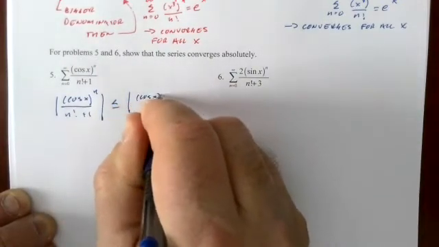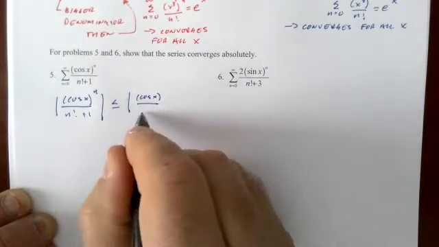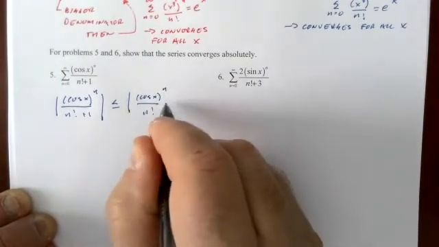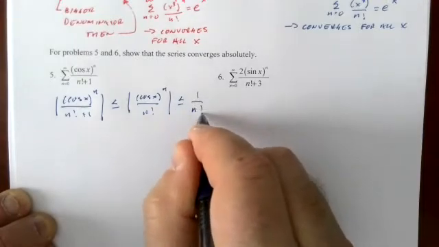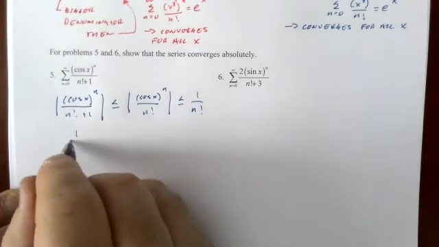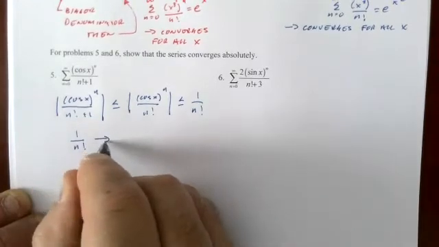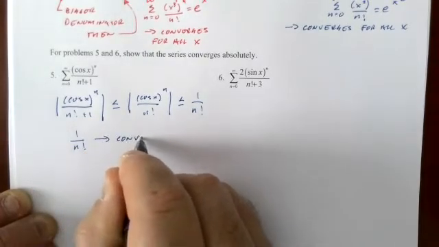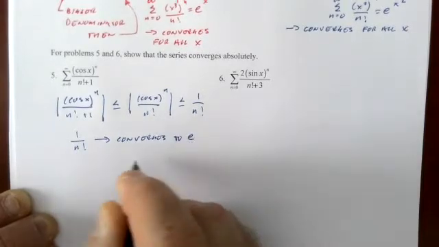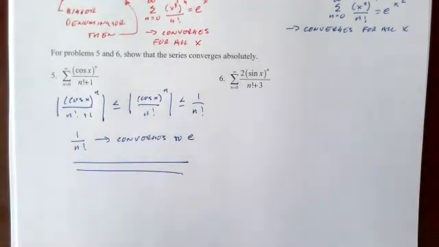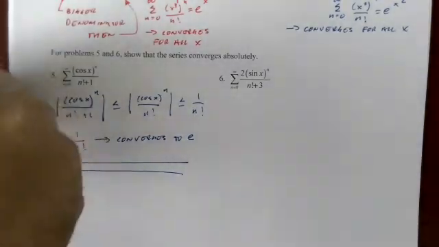Cosine of x to the n over n factorial, which is less than or equal to 1 over n factorial. Converges to e. Yeah, we put in 1 for x, no matter where we put it. All right, that makes sense.